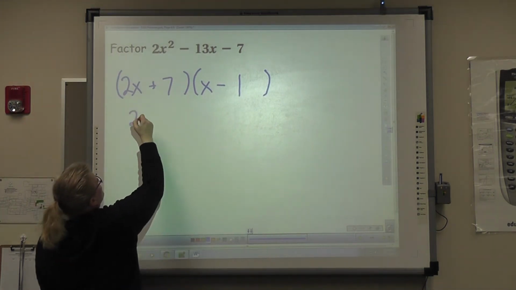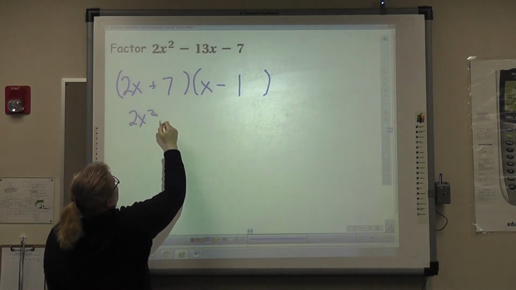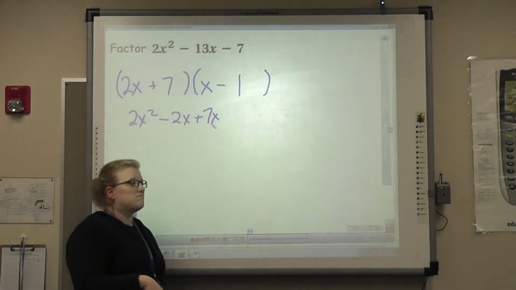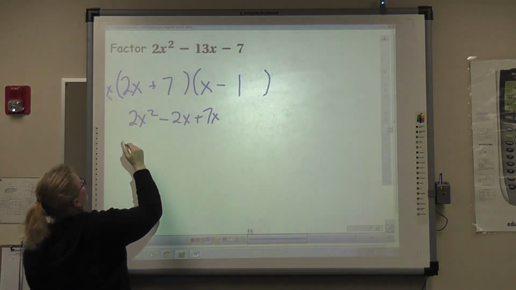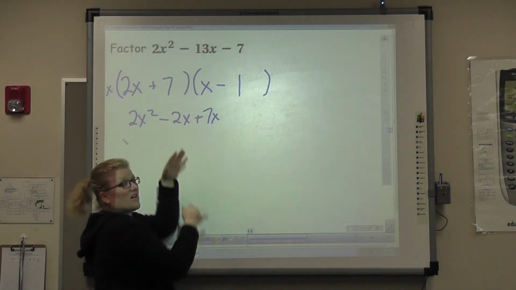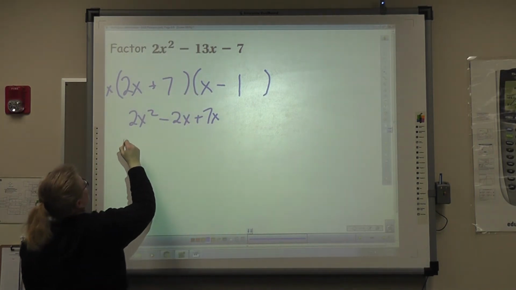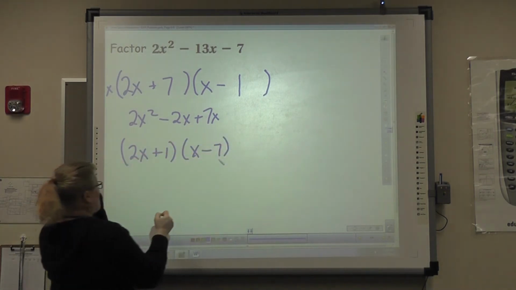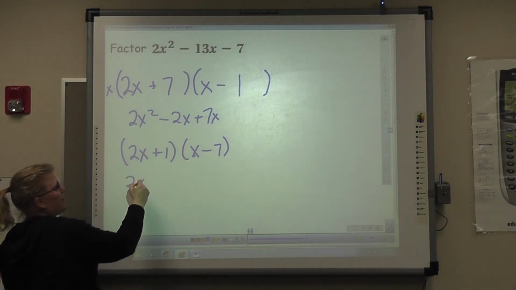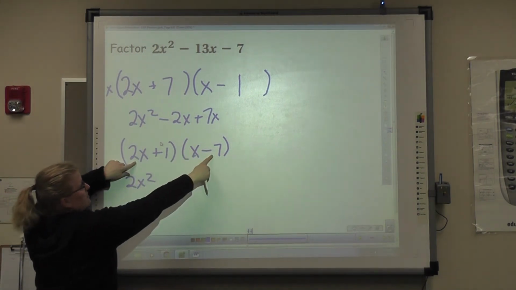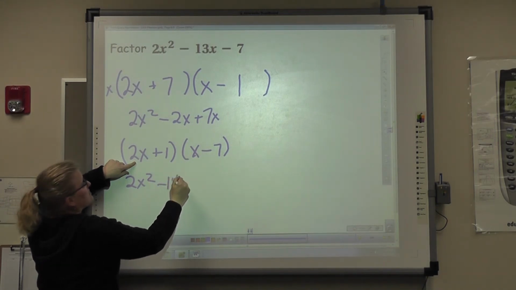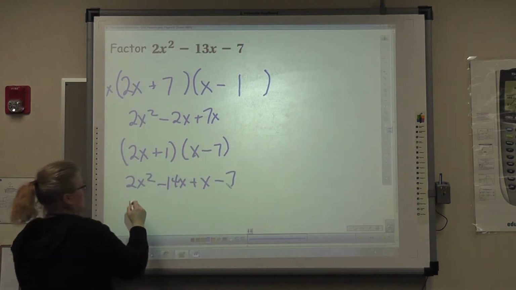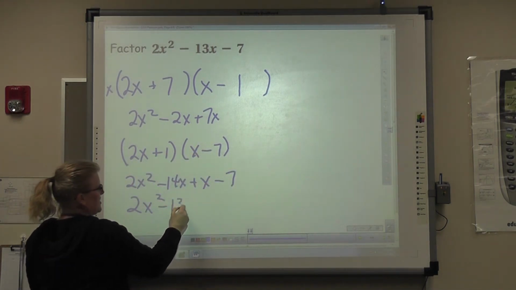Okay, so FOIL: 2x squared minus 2x plus 7x. All right, I'm done. This didn't work, so that's not it. And not only did it not work, I'm not anywhere near 13. So 2x plus 1, x minus 7. I'll try this one. 2x times x is 2x squared minus 14x plus x, and then minus 7, 2x squared minus 13x minus 7.